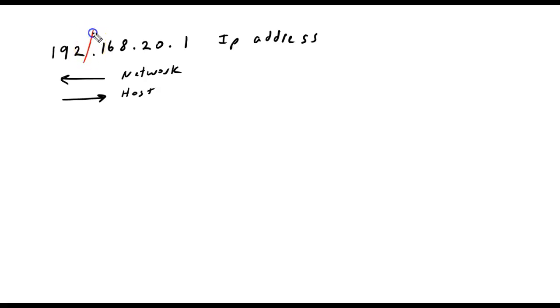The dividing line could be here. And then the network ID, and in this case we would call this the network ID, would be 192. Where the host ID would be 168.20.1, host ID. Now that's if I put the dividing line here where the red is.